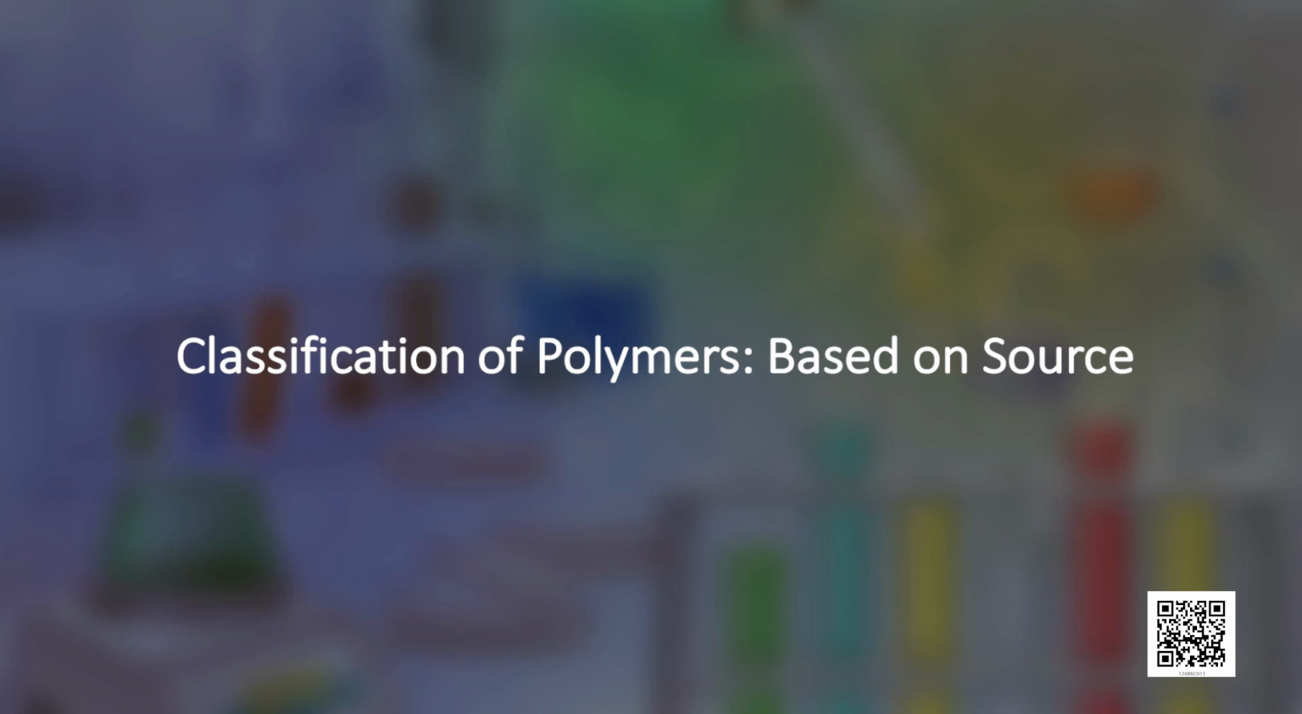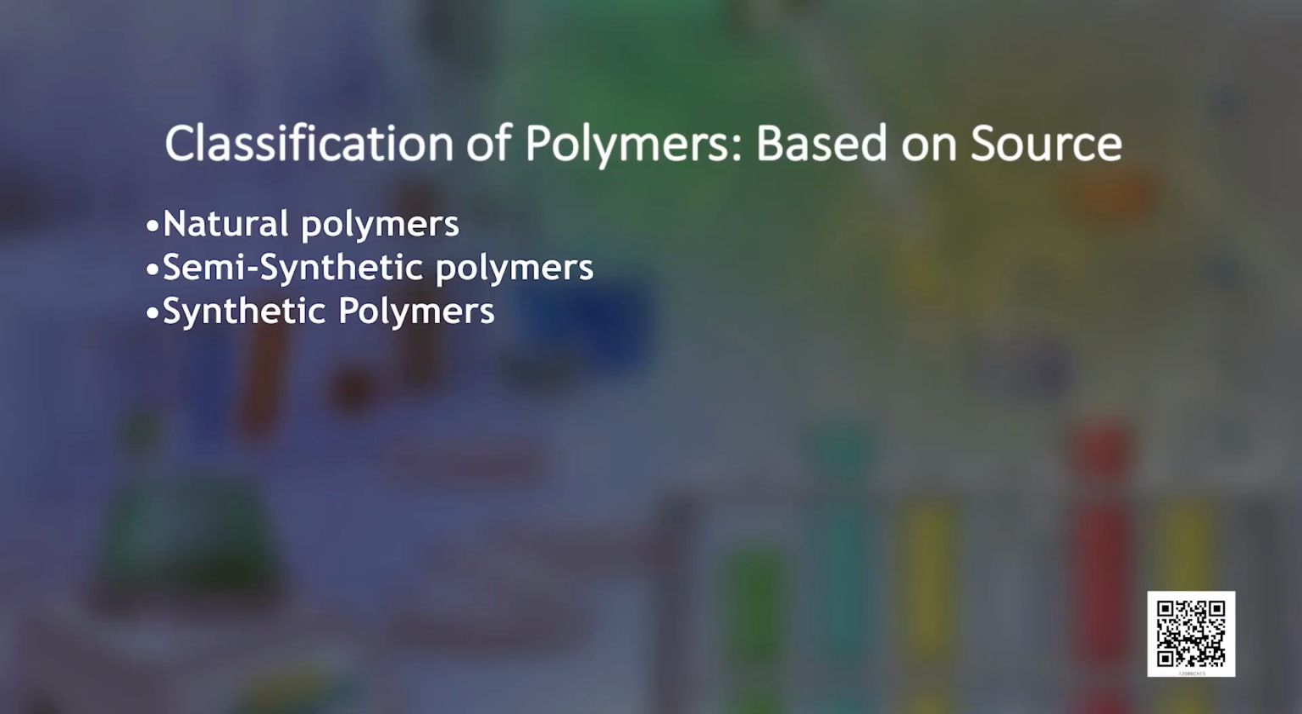And there are several ways of classifying these polymers based on certain special considerations, and we will be talking about each of them in this episode. We will discuss 5 different ways of classification, starting with classification based on source. Under this type of classification, there are 3 subcategories: natural polymers, semi-synthetic polymers and synthetic polymers.